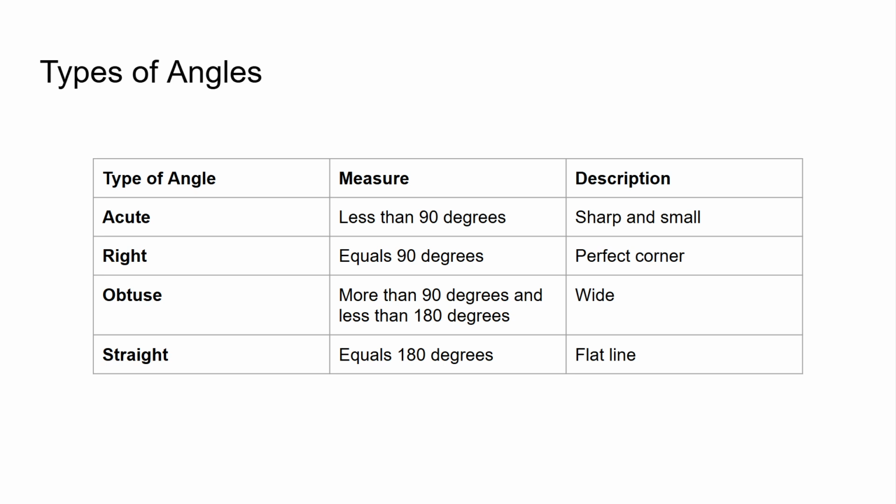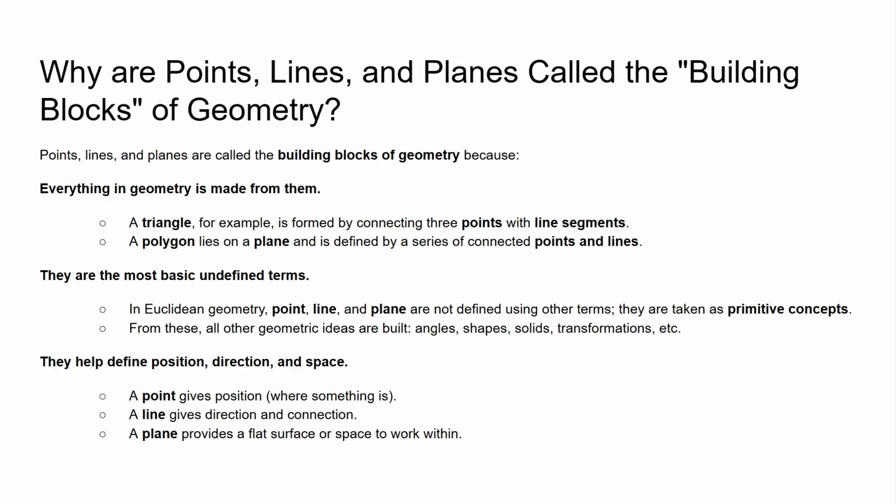Types of angles. The type of angle, and then I indicate the measure and description. So acute angles measure less than 90 degrees and are sharp and small. Right angles equal 90 degrees and can be described as a perfect corner. Obtuse angles are more than 90 degrees and less than 180 degrees, and they can be described as wide. And then a straight angle equals 180 degrees and amounts to a flat line.